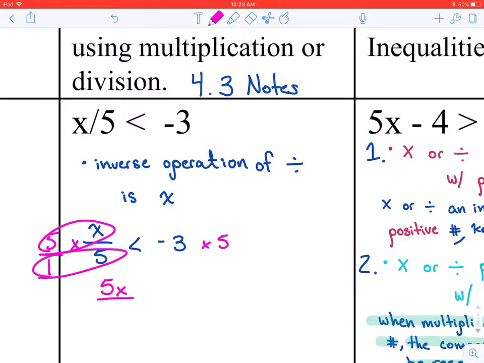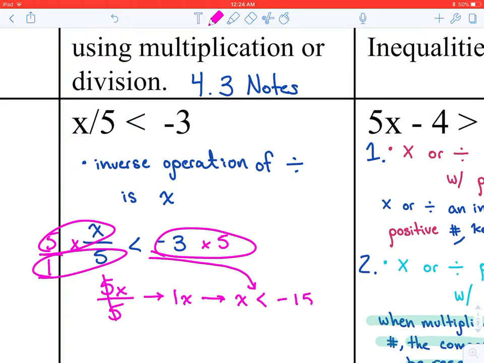If I do 1 times 5, that's going to give me 5, which gives me 5x over 5. Now, I know that 5x divided by 5 actually cancels out these 5s. 5 divided by 5 is just going to be 1x, which we write as just x, is going to leave me that x is less than whatever negative 3 times 5 is going to give me. So x is less than negative 15.